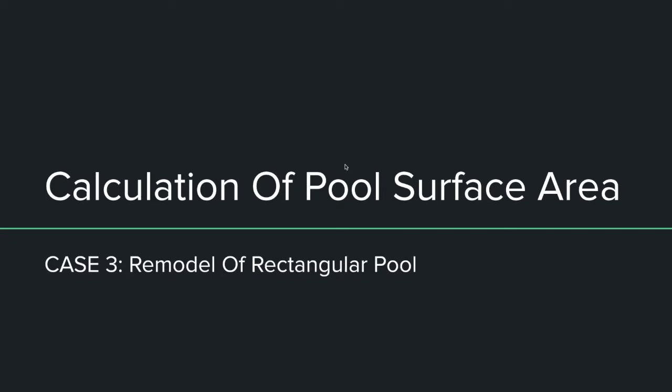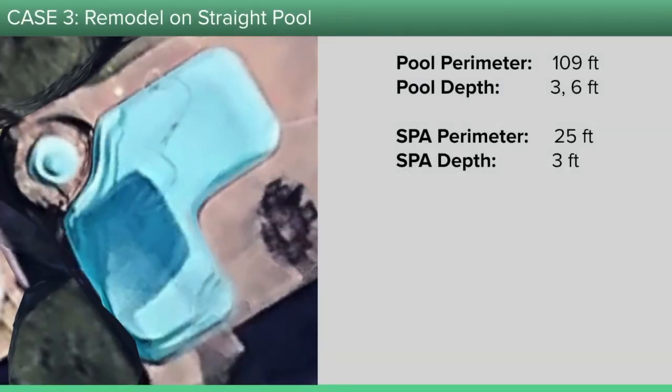Okay, we're on case number 3 now. We're moving on to the remodels. Number 3 is a rectangular pool, more or less, and this is what it looks like. Based on the address provided by the customer, I got a picture from Google Earth. We have the parameters supplied by the customer for the pool and the spa, just the perimeter and depth.